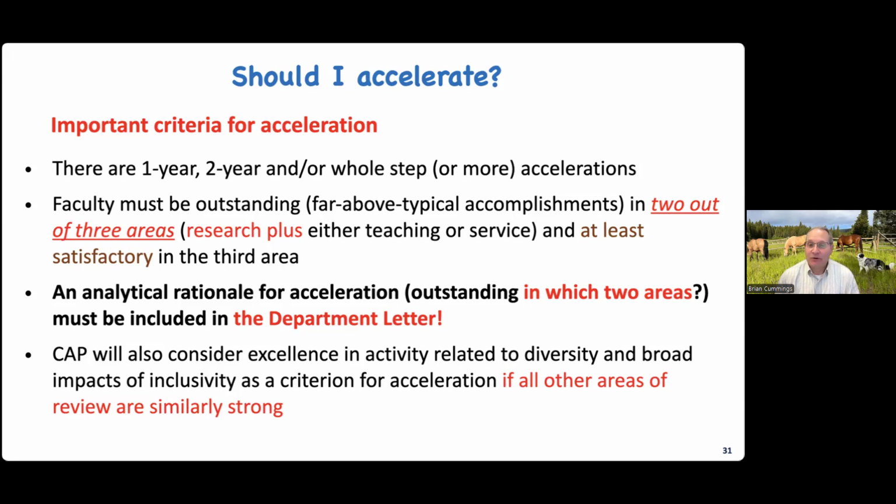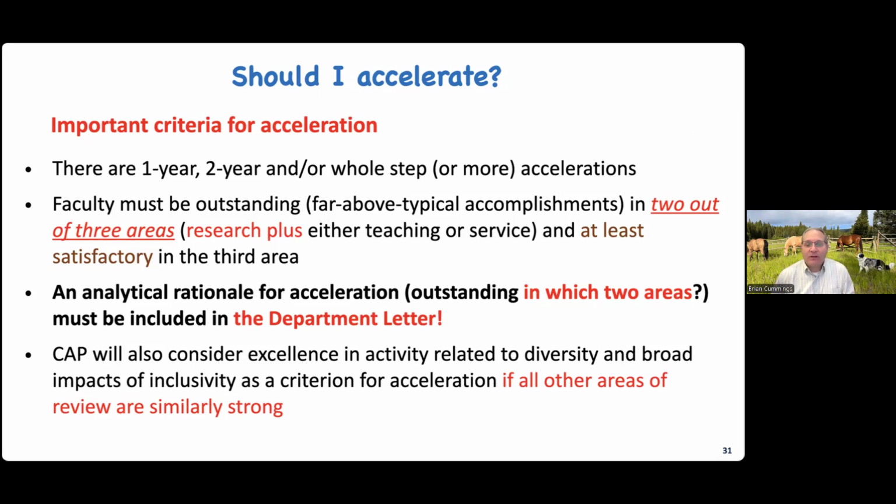Then your department letter is going to have to be very clear and analytical about the rationale for your acceleration. What are the 2 areas that the department and you feel you're outstanding in? And then contextualize and quantify that. If you're going up for a 2-year acceleration, then you need to have done 2 years' worth of work in that 1 year's time period, or a full step. If it's a 3-year step or a 4-year, you need to have accomplished in that period of time everything that someone else would have accomplished using the normal amount of time at that step. So it's not an easy thing to do.